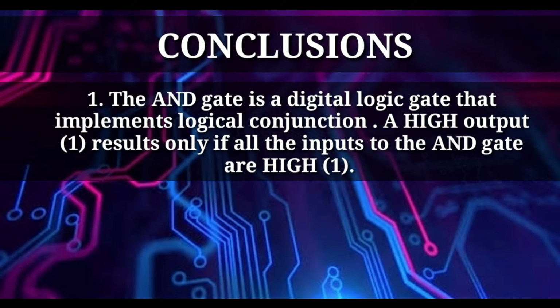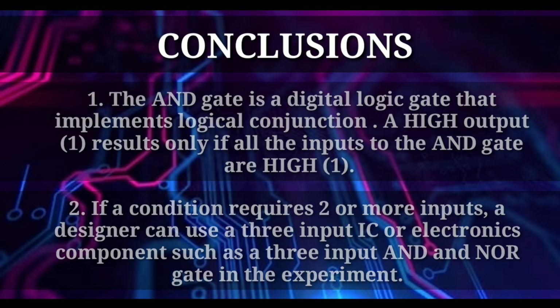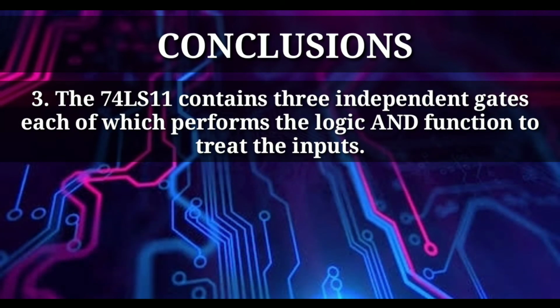As our conclusions, the AND gate is a digital logic gate that implements logical conjunction. A high output, or logic 1, results only if all the inputs to the AND gate are high, or logic 1. If a condition requires 2 or more inputs, a designer can use a 3-input IC or electronic component such as a 3-input AND and NOR gate in the experiment. Moreover, the 7411 IC contains 3 independent gates, each of which performs the logic AND function to treat the inputs.